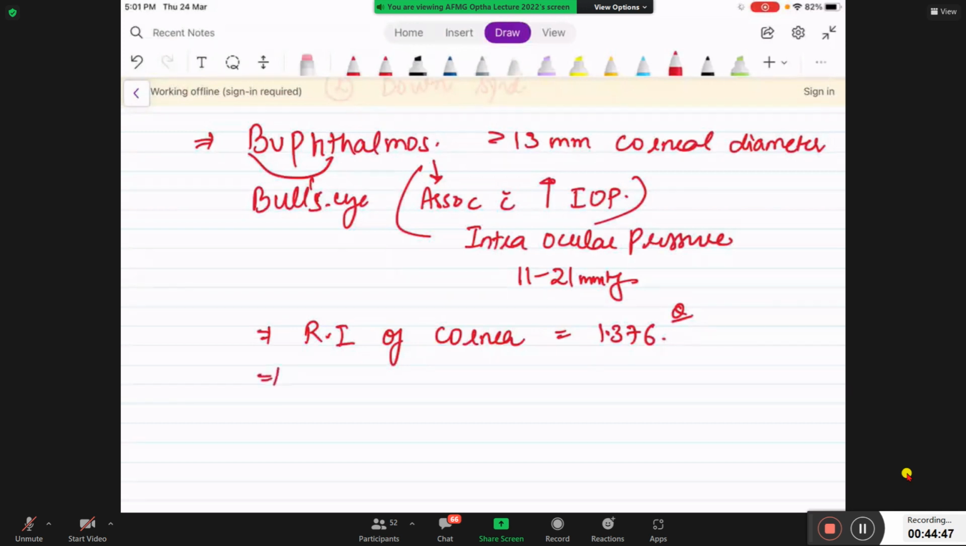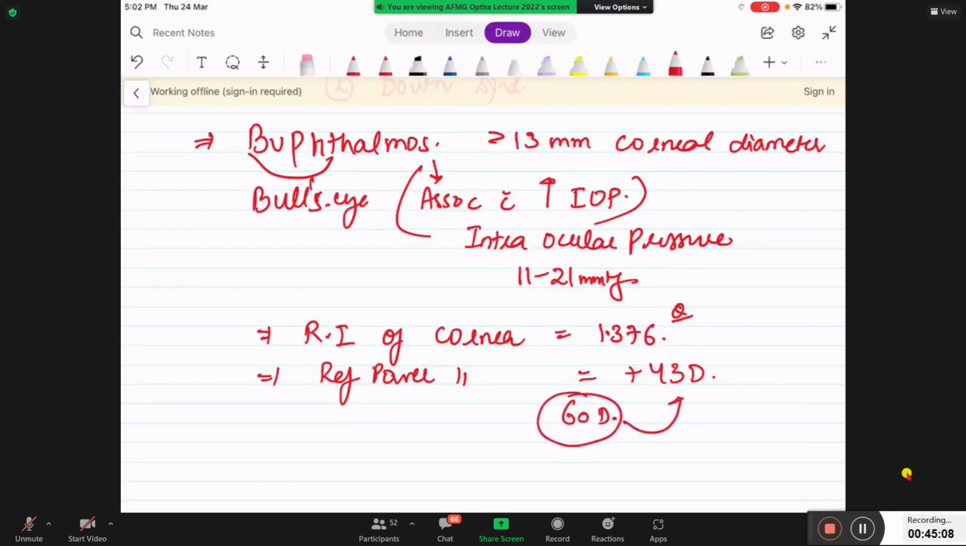And if they ask you what is the refractive power of cornea? Normal refractive power of cornea is somewhere around 43 diopters. If they ask you the power of the whole eyeball, it is around 60 diopters. Out of this 60 diopters, 43 diopters is constituted by cornea alone, right?